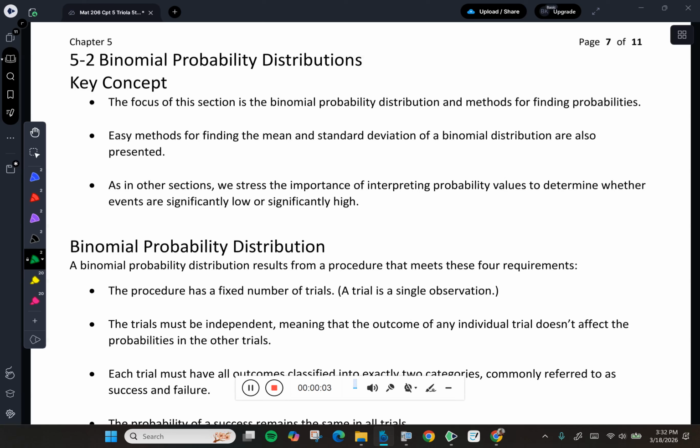Hey, welcome back, everybody. Today we're going to take a look at what is this? Section 5.2. Woo, binomial probability distributions. One of my favorite sections in here because I don't know why. I just get a kick out of these things.